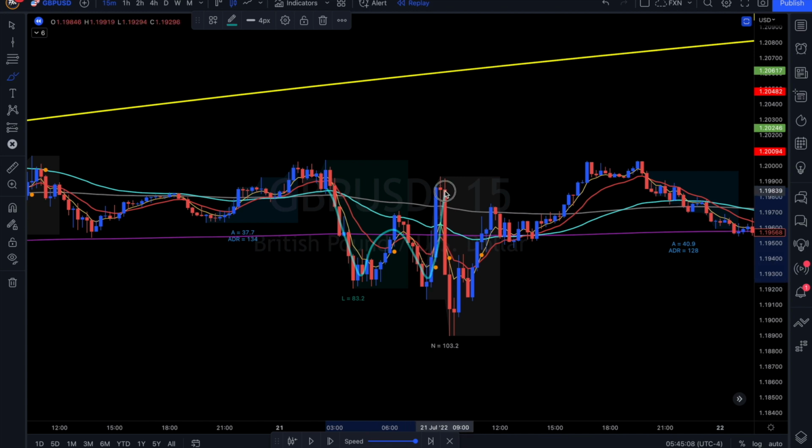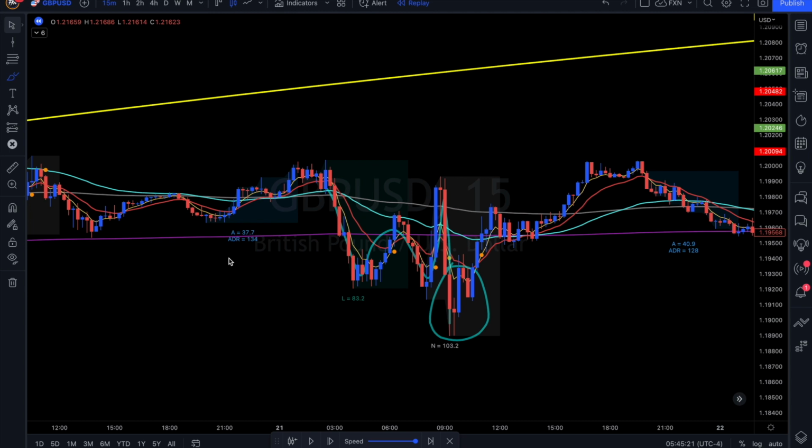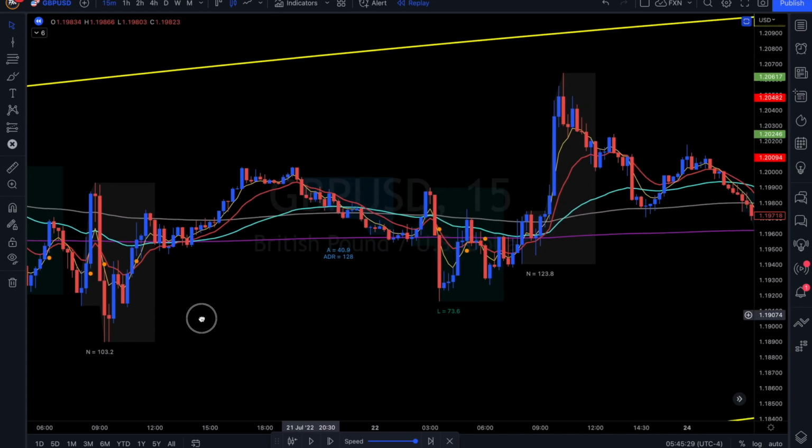Get into that, and then they might get taken out. And if you get taken out and you see this right here, that right there is another pattern that you can trade as well. So there's multiple options here that you can definitely trade and have trading options for that day. Let's go to the next day.